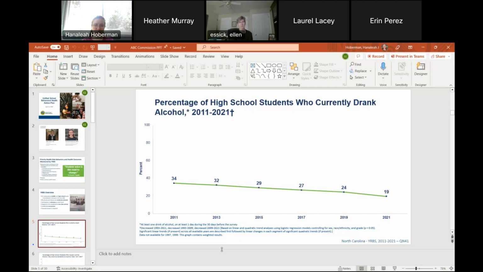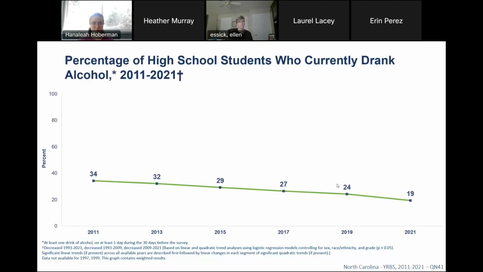Just a caveat about 2021's data. For the first time ever, we did the YRBS in the fall instead of the spring in 2021. And we did that because in the spring, many students were out of the building due to COVID, and the CDC requires that the survey be done while students are actually in school.